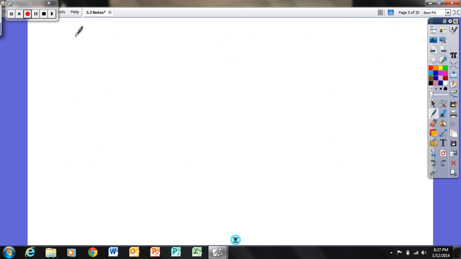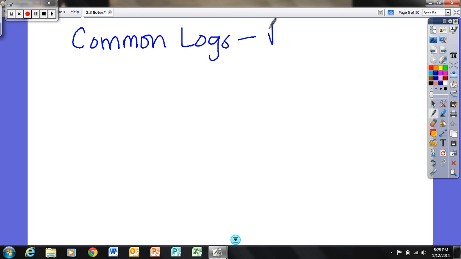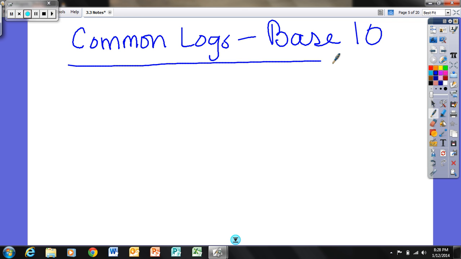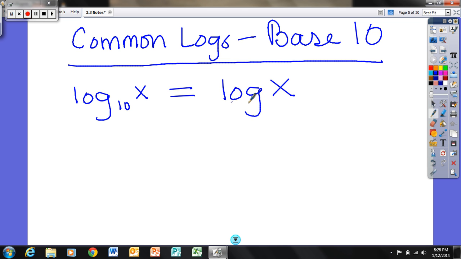We have some common logarithms, and the most common logarithm is base 10. So I'm just going to write common log so we remember. Common logs are base 10. We like when we have base 10. It makes it a lot easier. And all this really means is we have log base 10 of x, and you'll see that written sometimes as just log x. If something ever just says log of a number and doesn't have a base, we assume that it's 10.